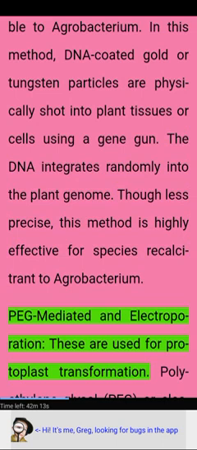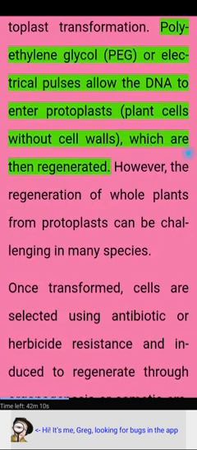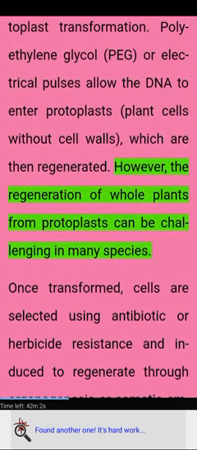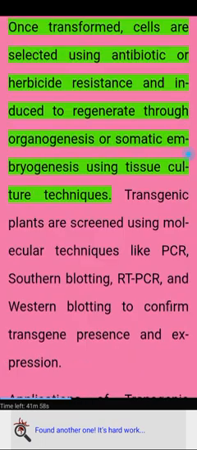PEG-mediated transformation and electroporation are used for protoplast transformation. Polyethylene glycol (PEG) or electrical pulses allow the DNA to enter protoplasts, plant cells without cell walls, which are then regenerated. However, the regeneration of whole plants from protoplasts can be challenging in many species.